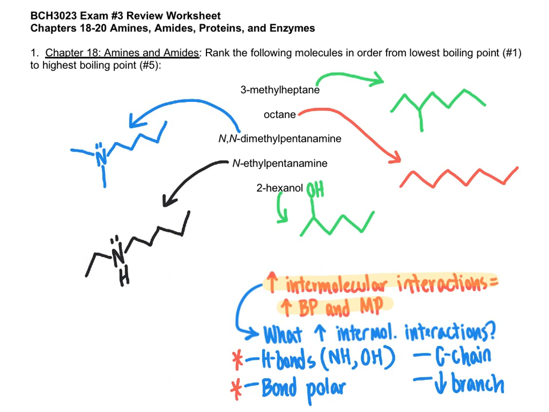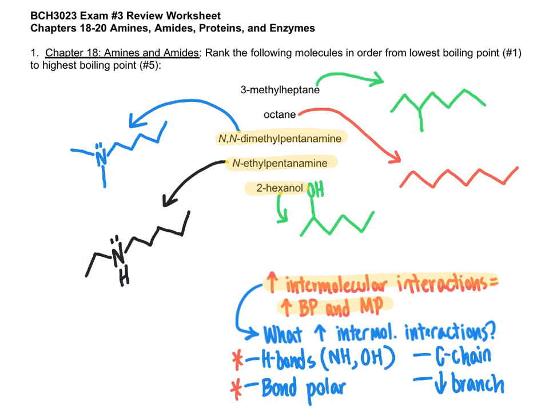So of these molecules, the 3-methylheptane and the octane have no ability to hydrogen bond because they don't have any NH or OH groups, and they also don't have very polar bonds because they're just carbons and hydrogens, which have very similar electronegativities to one another. So to think about what's going to have the highest intermolecular interactions, that narrows it down to our 2 amine molecules and our hexanol as the candidates for having the highest boiling point, the greatest intermolecular interactions.